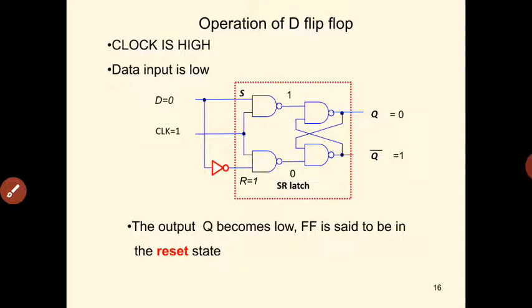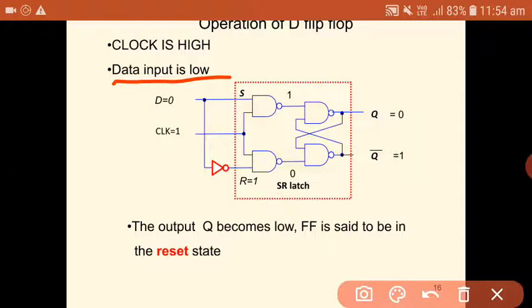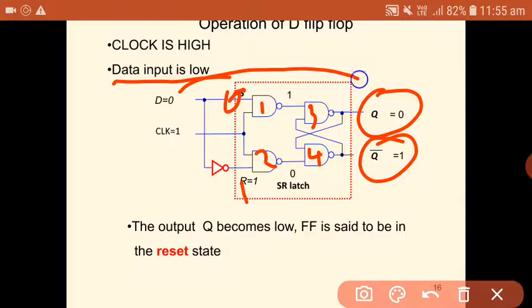And whenever the clock is high, and I am considering the D input as 0, what will happen? D equal to 0 means S is equal to 0 and R is equal to 1. So when S is equal to 0, the output of the first NAND gate will be equal to 1, and the output of the second NAND gate will be equal to 0. Since one of the inputs of the fourth NAND gate is 0, the output Q bar will be equal to 1, and hence Q will be equal to 0. So for D equal to 0, you will be getting the output Q equal to 0.